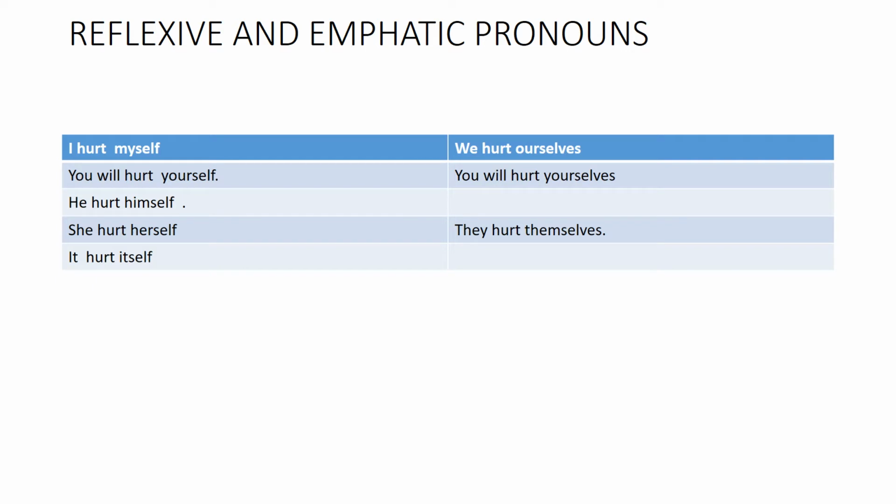Reflexive and emphatic pronouns. When the word self is added to words like my, your, him, her, it, and the word selves to our, your, them, we get what are called compound personal pronouns. Students, let's learn about reflexive pronouns. Reflexive pronouns are used when the action done by the subject turns back, that is, reflects upon the subject. In other words, the subject and object of the verb are the same person.